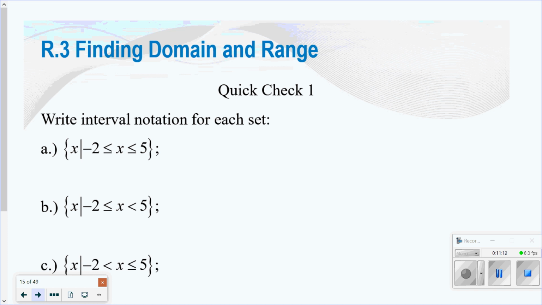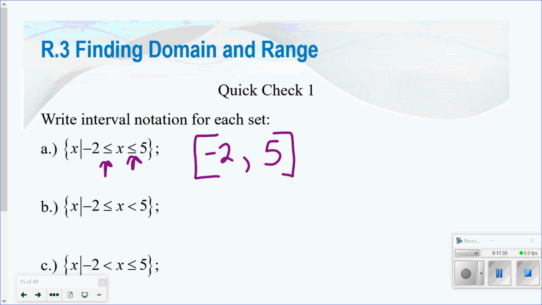So let's practice that a little bit. So in interval notation, well, I'm going to look right here at this less than or equal. So I have -2 to start. And this says it can equal it. So I'm going to make the square bracket, comma, and then over here, it goes up to 5. It says it can equal it. So again, square bracket. On the next one, I have an equals here. So square bracket, -2. This one didn't have an equals though. So when we get to the 5, I've got to use a parenthesis.